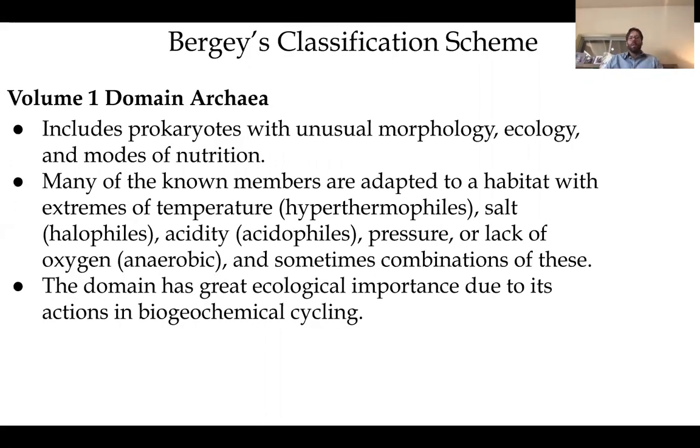Volume 1 is the archaea, and we've already talked about these. These are the unusual characters. They're thermophiles. They can be acidophiles. What do you think an acidophile is? Well, that's something that thrives in a low pH condition, high pressure. They can be anaerobic, meaning they don't require oxygen. Halophiles. Anybody know what a halophile is? Isn't it salt?